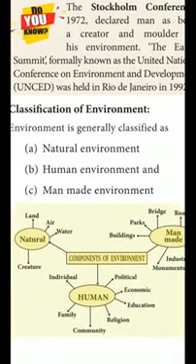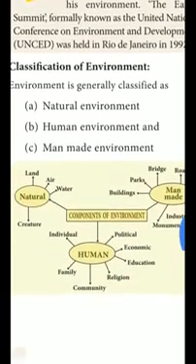Next one is the classification of environment. What do you know about this classification of environment? There are three important classifications of environment, that is natural environment, human environment, and man-made environment. So what are the components of environment? Natural environment, human environment, and man-made environment. See, from this what do you understand?